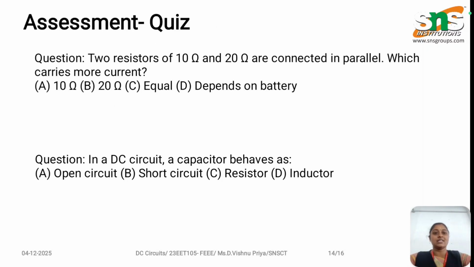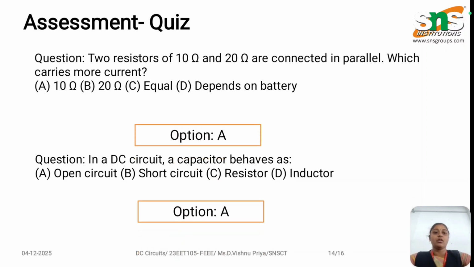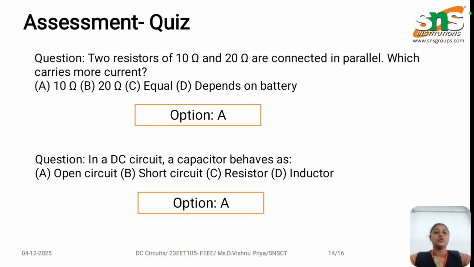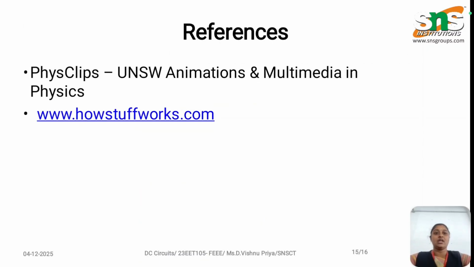Next is the assessment question. Two resistors of 10 ohm and 20 ohm are connected in parallel. What is the current? By using Ohm's law, we can perform the calculation and get the output. Next, this is the reference for DC circuits and elements.